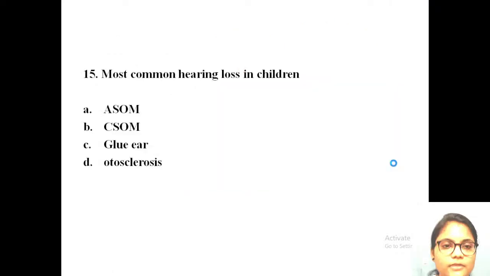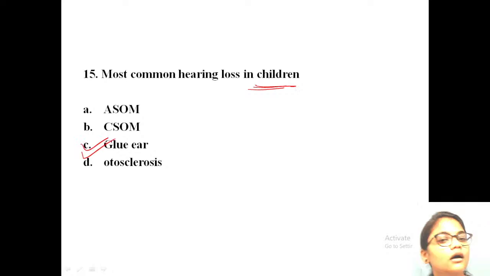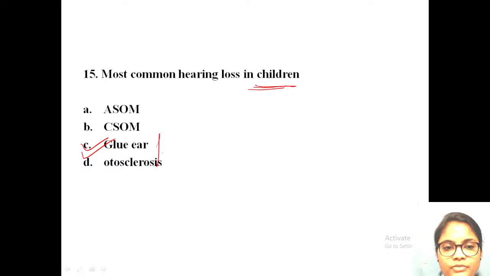The next question is the most common cause of hearing loss in children. This is a question which we have discussed already. I hope you know the answer over here. That is glue ear. The most common cause of hearing loss in children is glue ear, or serous otitis media, or otitis media with effusion.